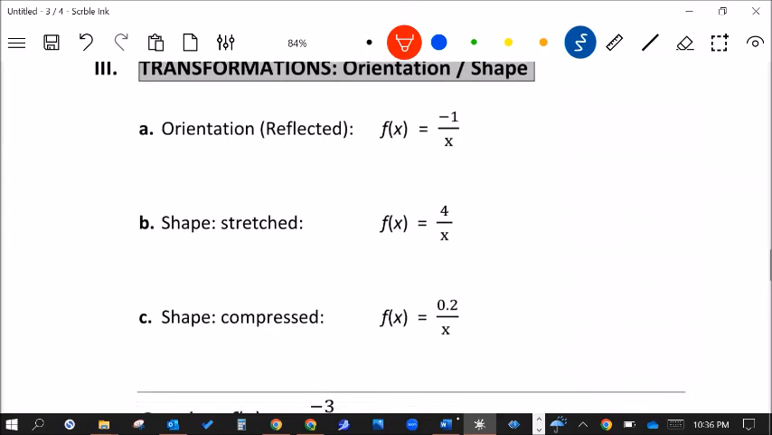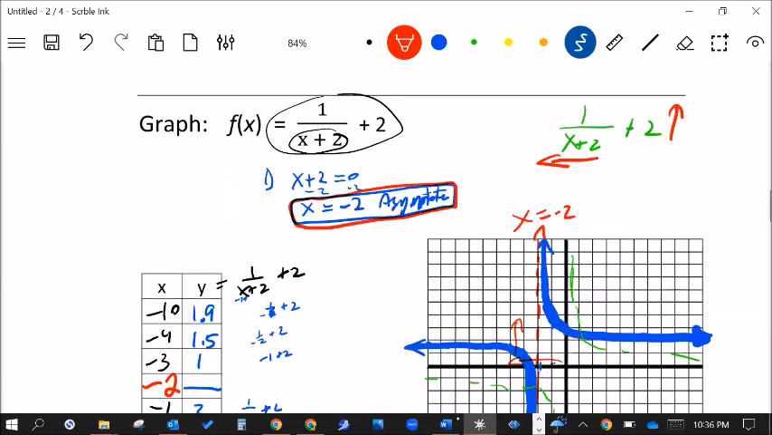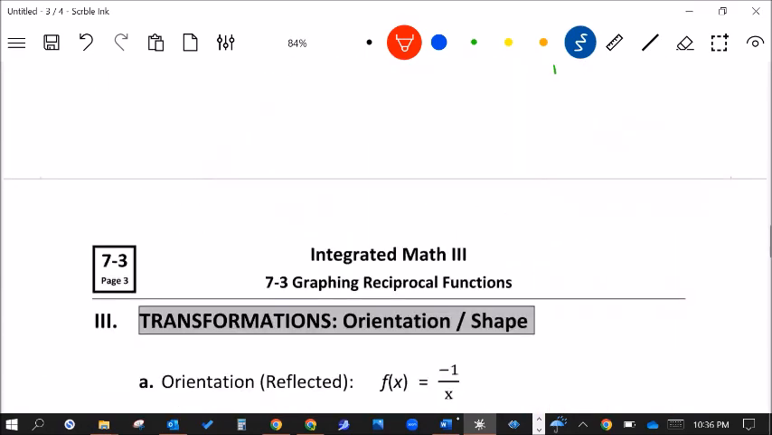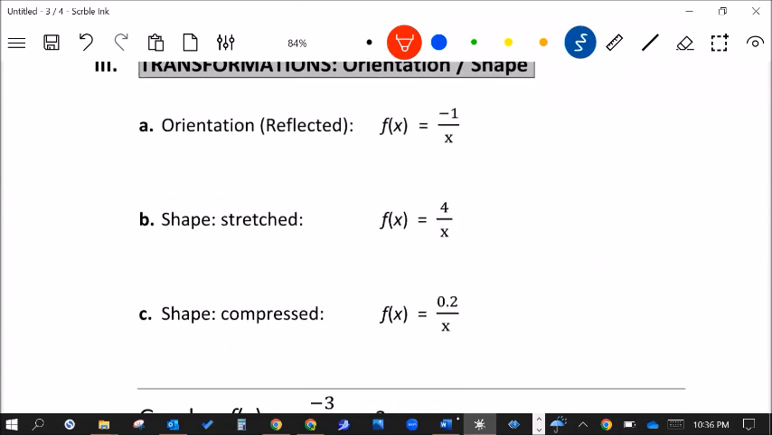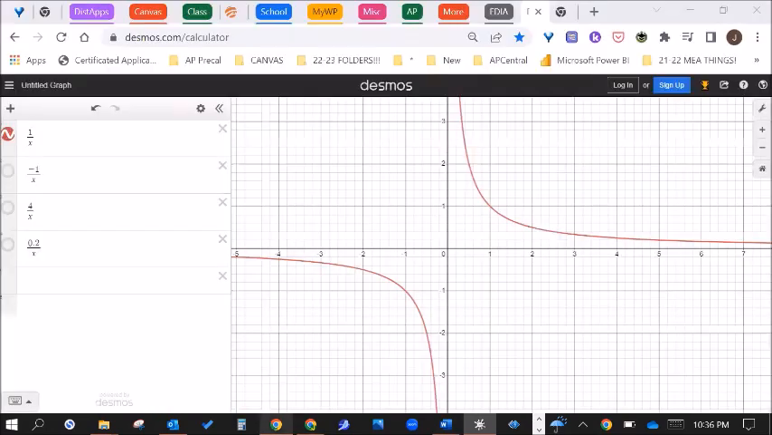Now, back up here, we saw that. Now let's take a look at what happens with reflection or stretch or compression. For that, I'm going to come back over here to Desmos. The red line is the basic one. When I use a negative, what I'm doing is flipping it here, and that looks as if it's being reflected over the x-axis or the y-axis. So it turns out it tends to be the x-axis.